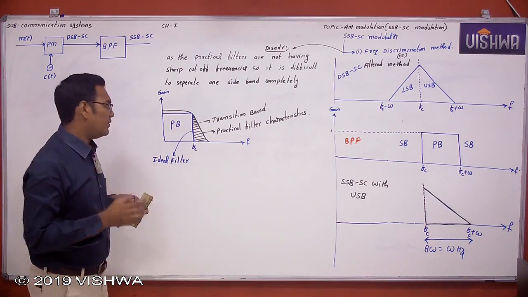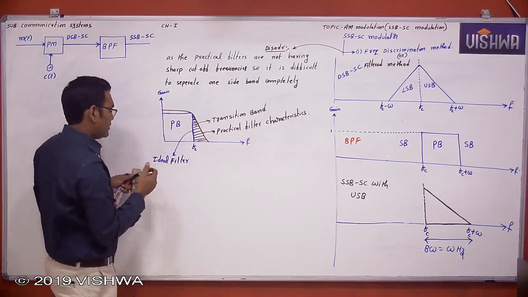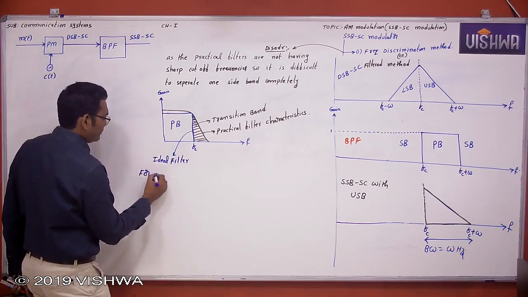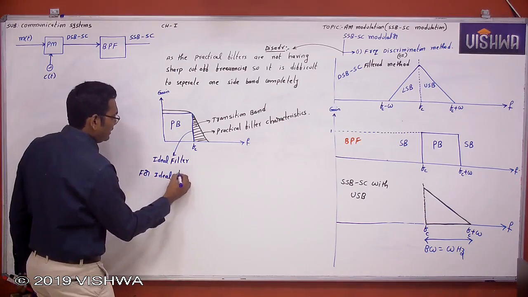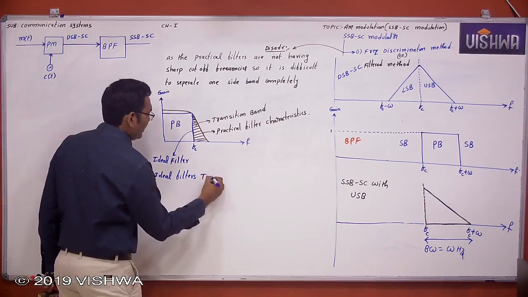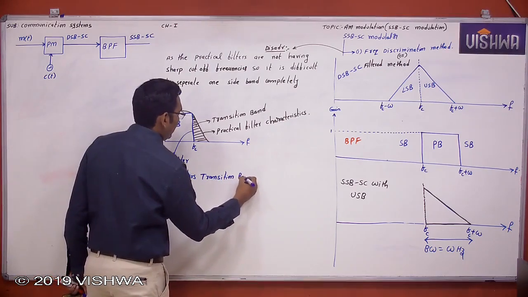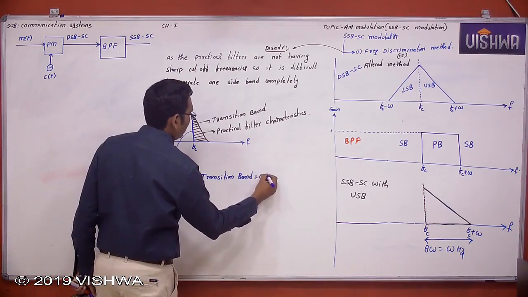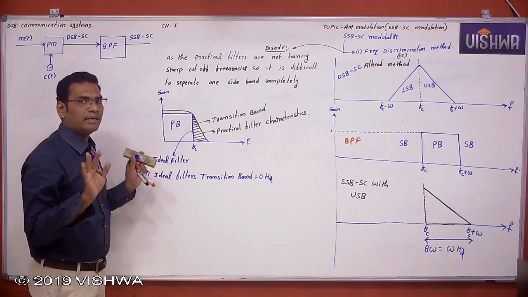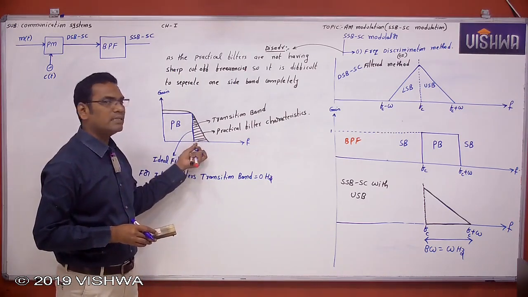Ideal filters have sharp cutoff frequencies. For ideal filters, the transition band is zero, so it does not exist. This is the ideal case. Practically it does not exist. The practical filters will have some transition bands available.